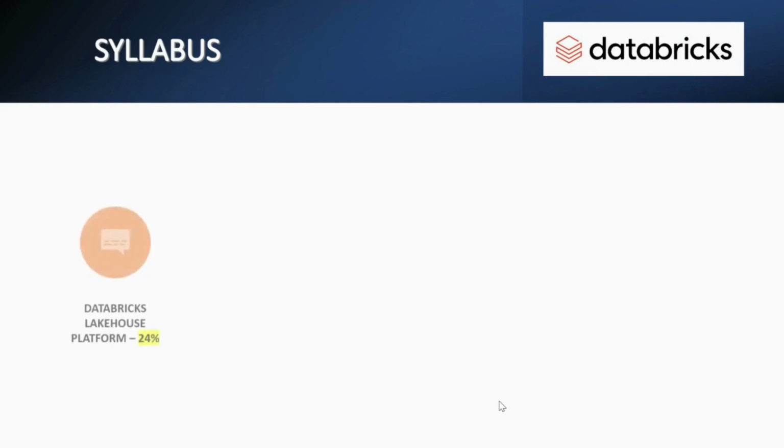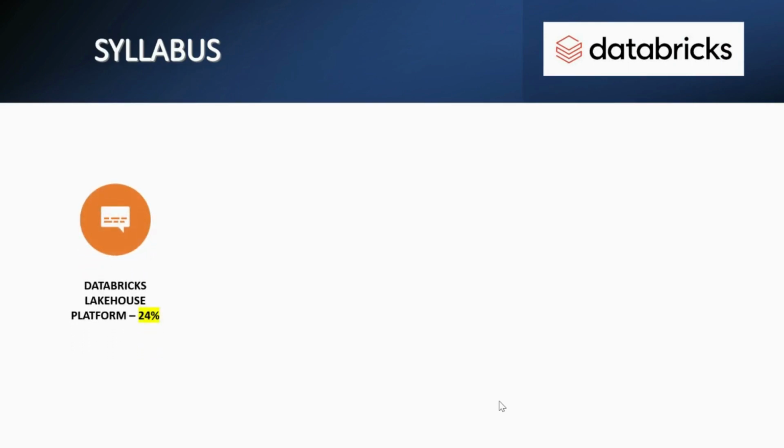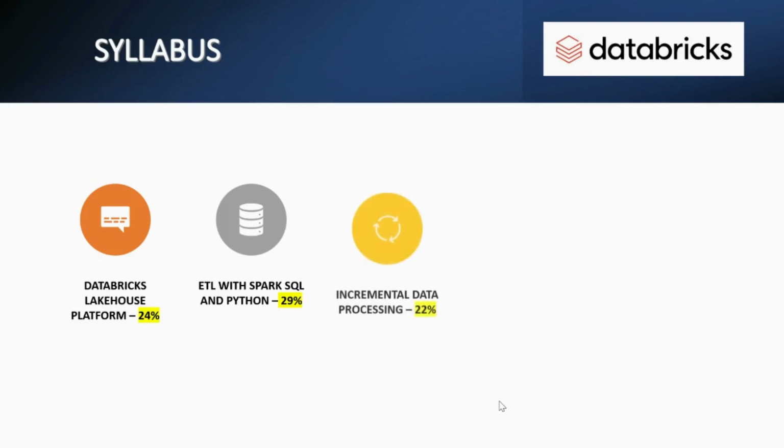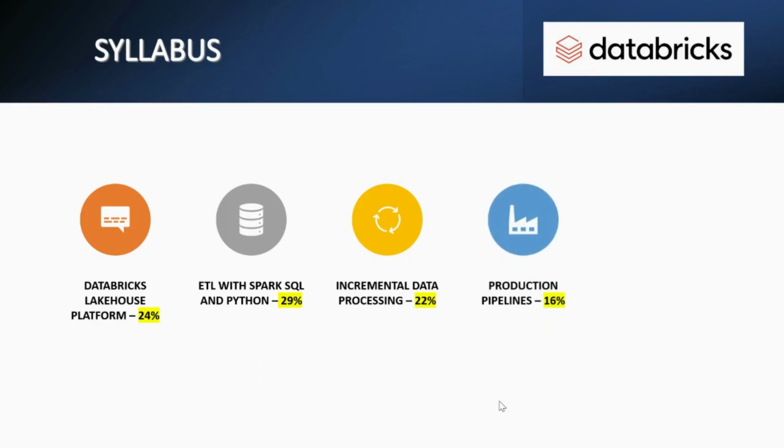So the first comes with the Databricks Lakehouse platform, you need to understand what the Databricks Lakehouse platform is. It covers around 24%. Then we have ETL with Spark, SQL, and Python, which covers 29%. Then is the incremental data processing, which is 22% of it. And production pipeline contains 16%, and data governance has 9%.